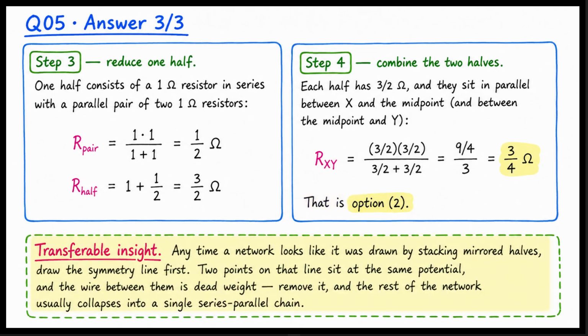The transferable insight is worth holding onto. Anytime a network looks like it was drawn by stacking mirrored halves, draw the symmetry line first. 2 points on that line sit at the same potential, and the wire between them is dead weight. Remove it, and the rest of the network usually collapses into a single series parallel chain. We are going to use this exact move again in question 10, so file it away.